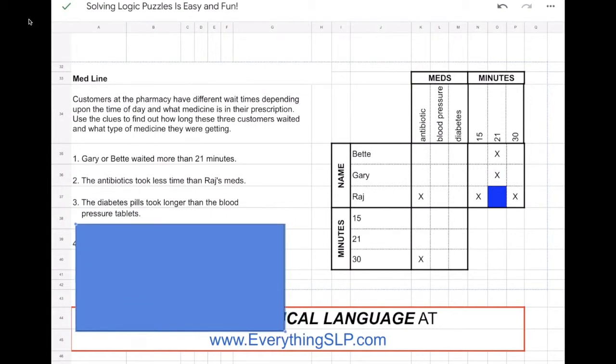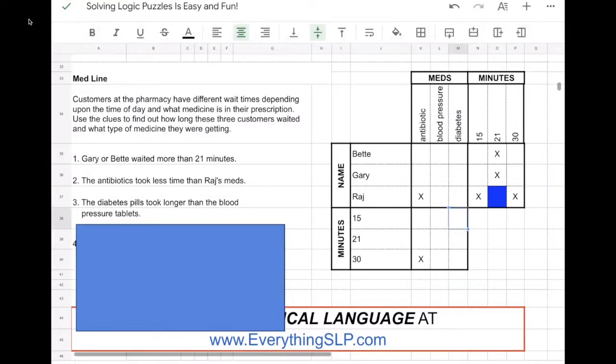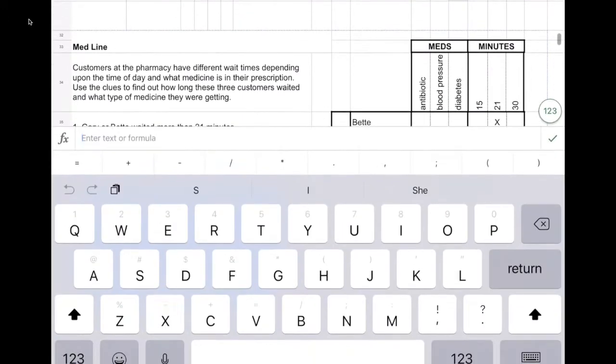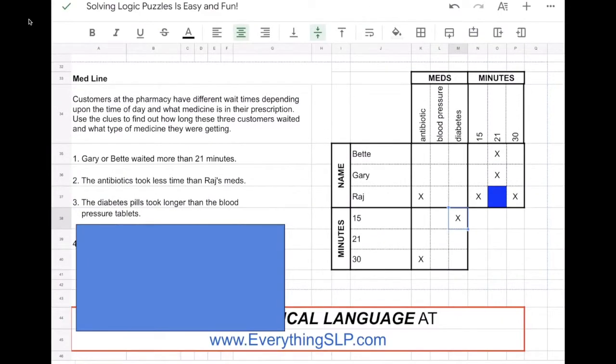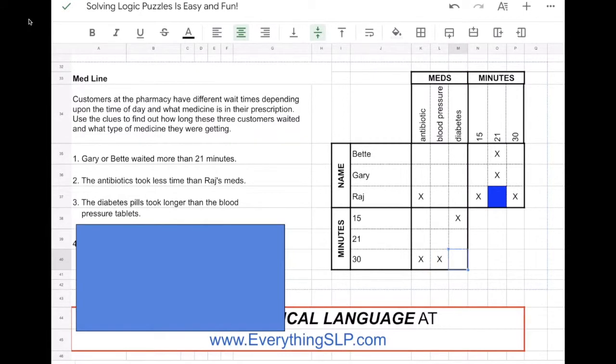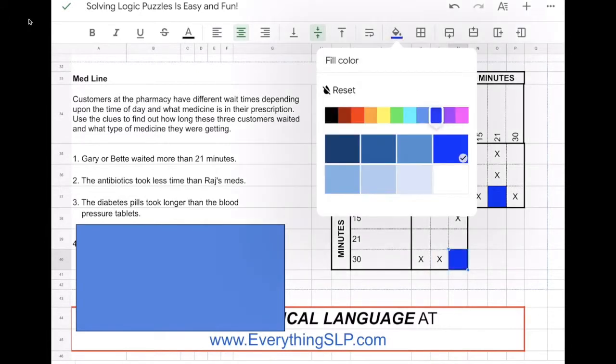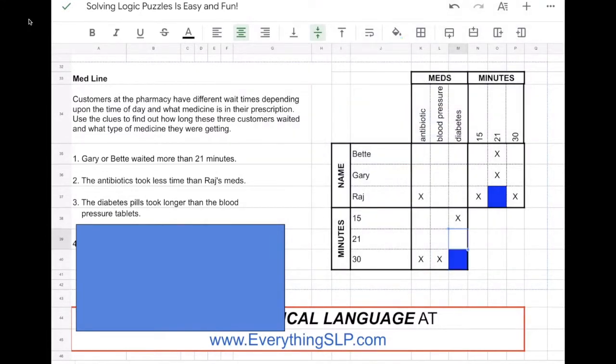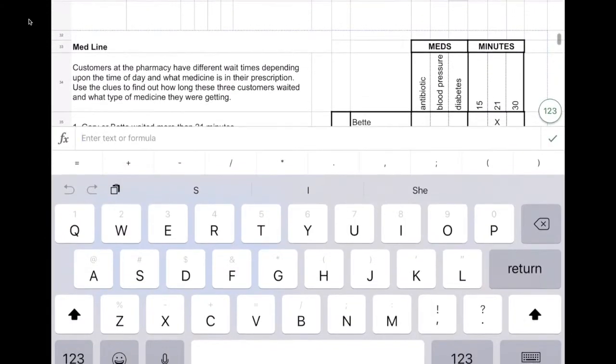Okay, the diabetes pills took longer than the blood pressure tablets. So diabetes took longer, so that means it was not the fastest. And blood pressure was not the slowest. Okay, and that gives us another answer right there. And we want to cross out the things that we know are not true.